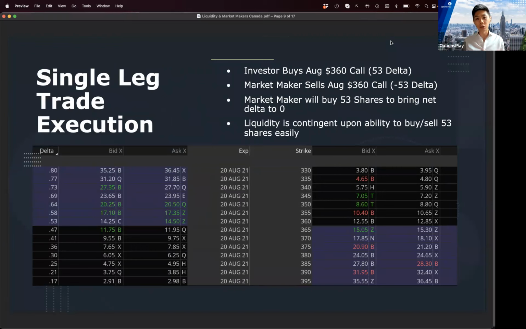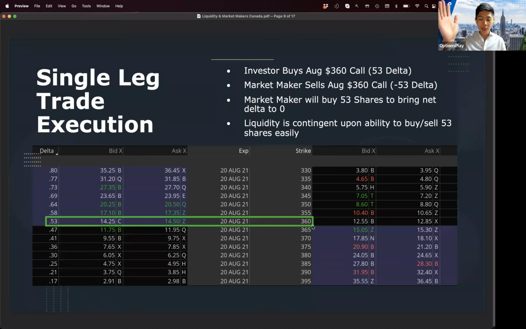Now, if we talk about a single leg, right? Let's say you want to buy an August 360 call option. And let's say that call option has a 53 delta, right? So if a market maker sells you this August 360 call option, you are effectively long 53 deltas and the market maker is short 53 deltas. The equivalent of being long 53 shares for you and the market maker is short 53 shares.